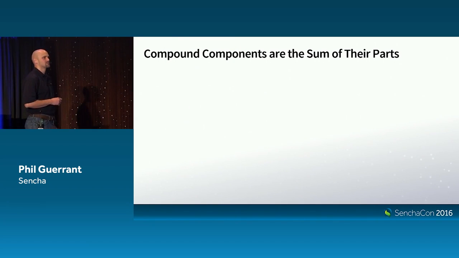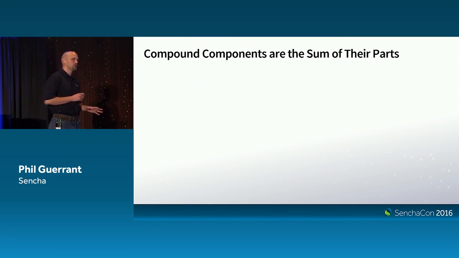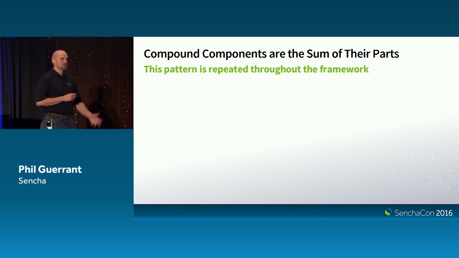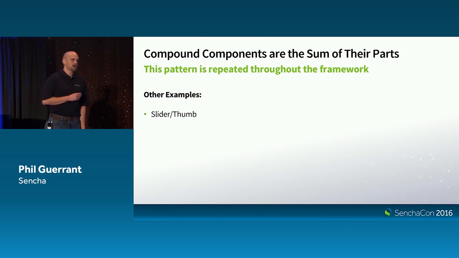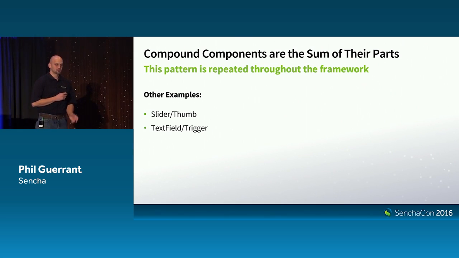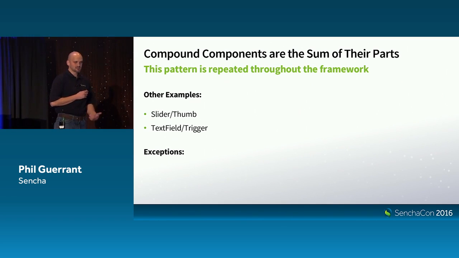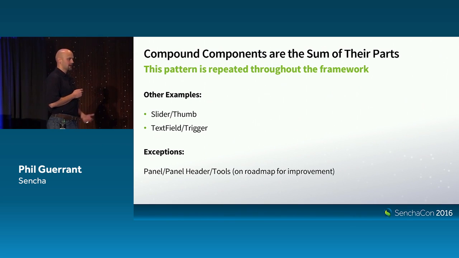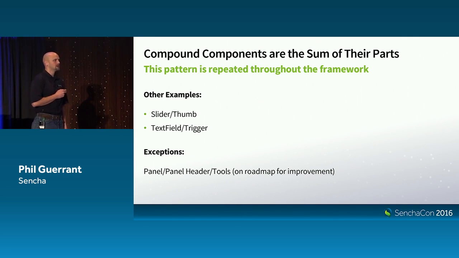The important takeaway here is to remember that in the modern toolkit, compound components are the sum of their parts. So pattern is repeated throughout the framework. Other examples of this are the slider and the thumb. The thumb can have its own UI, which is separate from the slider. The trigger has its own UI, which might be separate from text field. And exceptions to this currently are the panel header and panel tools, which are all part of the panel UI. This is slated for improvement to match the approach we've taken in the rest of the framework in the future.